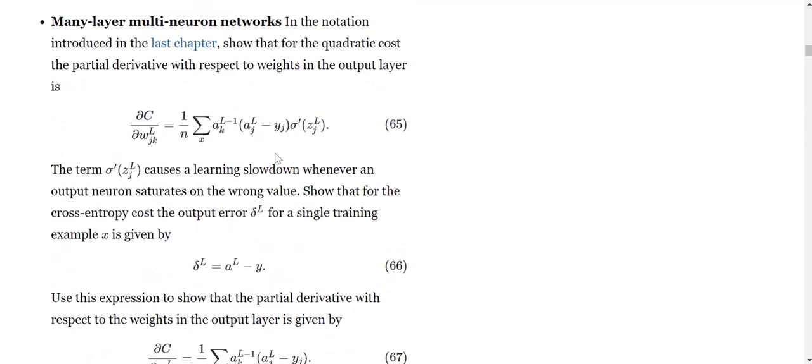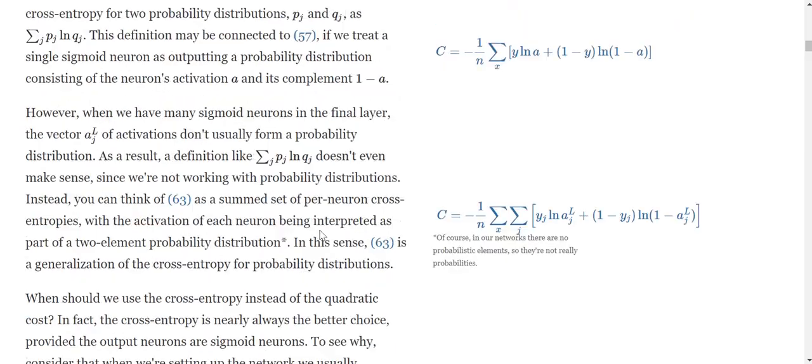Okay, so this is what you got when you took the partial derivative when you were using the quadratic cost, and this term was causing the slowing down. So now we need to show that the error for a single training example is this. And I believe you've shown this before, right?